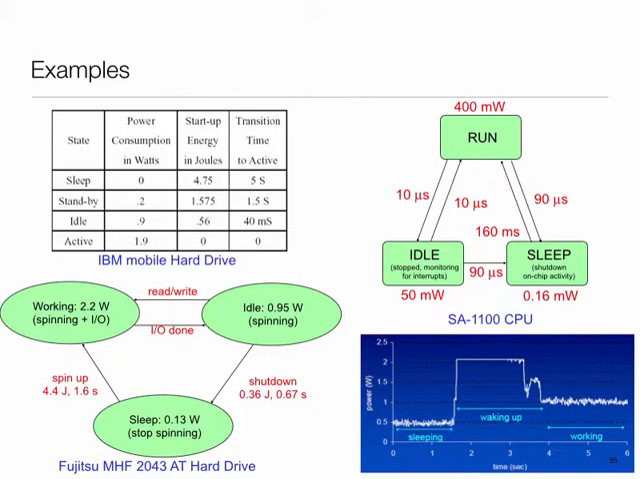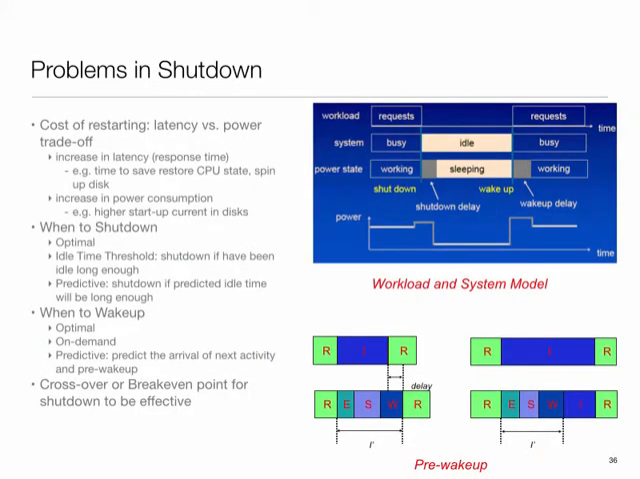Point being that in all of these cases, there is a non-zero transition cost associated. So the basic problem boils down to the cost of restarting. We have to restore the state, we have to spin up the hard drive, we may have to stabilize the clocks, we may have to synchronize with the network access point and things like that. So that leads to a couple of questions.